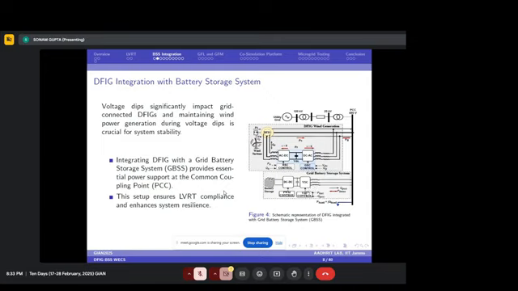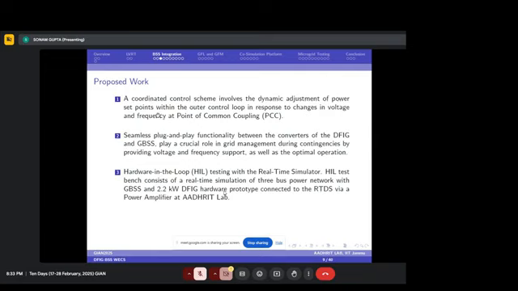So here our main concern is, why not coordinate between these two converters, so that at the time of the fault, the reactive power will be managed from both the converter capability of the DFIG as well as from the battery storage system. This coordinated control scheme will involve the dynamic adjustment of the power set point within the outer loop in response to changes in voltage and frequency at the point of common coupling. And this seamless plug and play functionality between the converters of the DFIG and the grid battery storage system plays a crucial role in grid management during contingencies by providing voltage and frequency support.